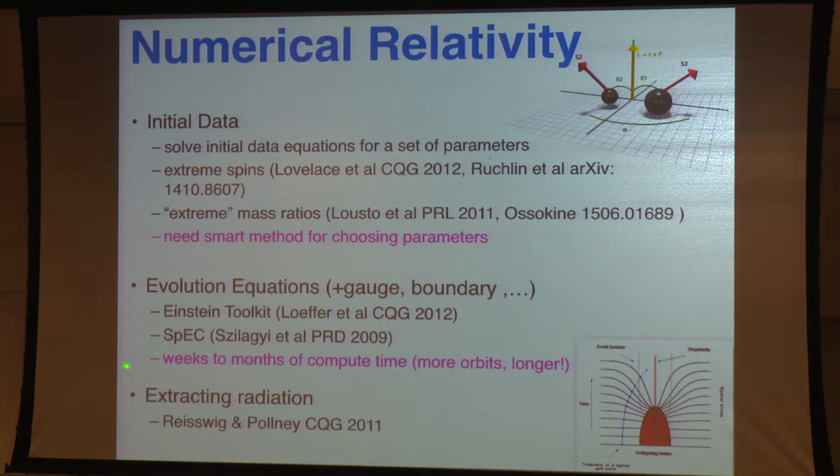Here's the problem, though, is that they still take a long time to go. Weeks to months of compute time, depending on the number of orbits you desire and the precision you want. And the problem here is that with LISA, you sure do get a lot of orbits. So clearly there's going to be a lot of work to combine inspiral waveforms with these numerical relativity waveforms, and I'll give you a summary of how that's been done recently, although most of it's been done for LIGO-like sources. And then, of course, we have to extract the radiation from our codes.